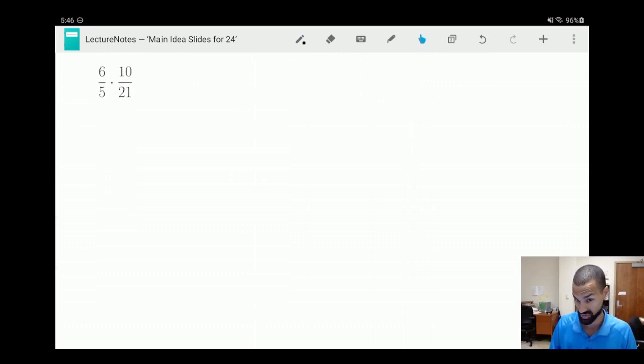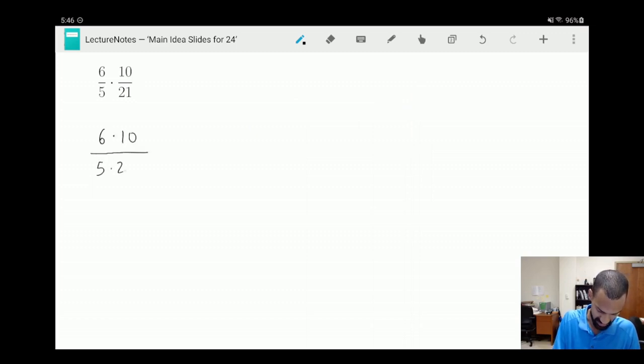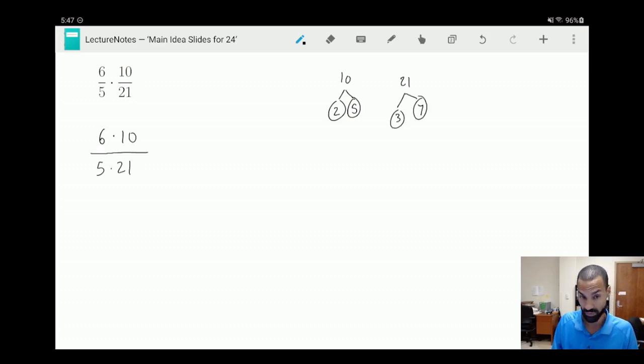Before we do that, let's do this easier problem here. 6/5 times 10 over 21. So we're going to multiply two fractions together. I think you probably see where this is going to go, but let's start with this. 6 over 5 times 10 over 21. Real quick, remember that you multiply the top numbers together and you multiply the bottom numbers together. That's always true when you're multiplying fractions. But let's go ahead and find the prime factorization for 10. That's 2 times 5. And 21, that's 3 times 7. While we're at it, let's find the prime factorization of 6 as well. That's 2 and 3.